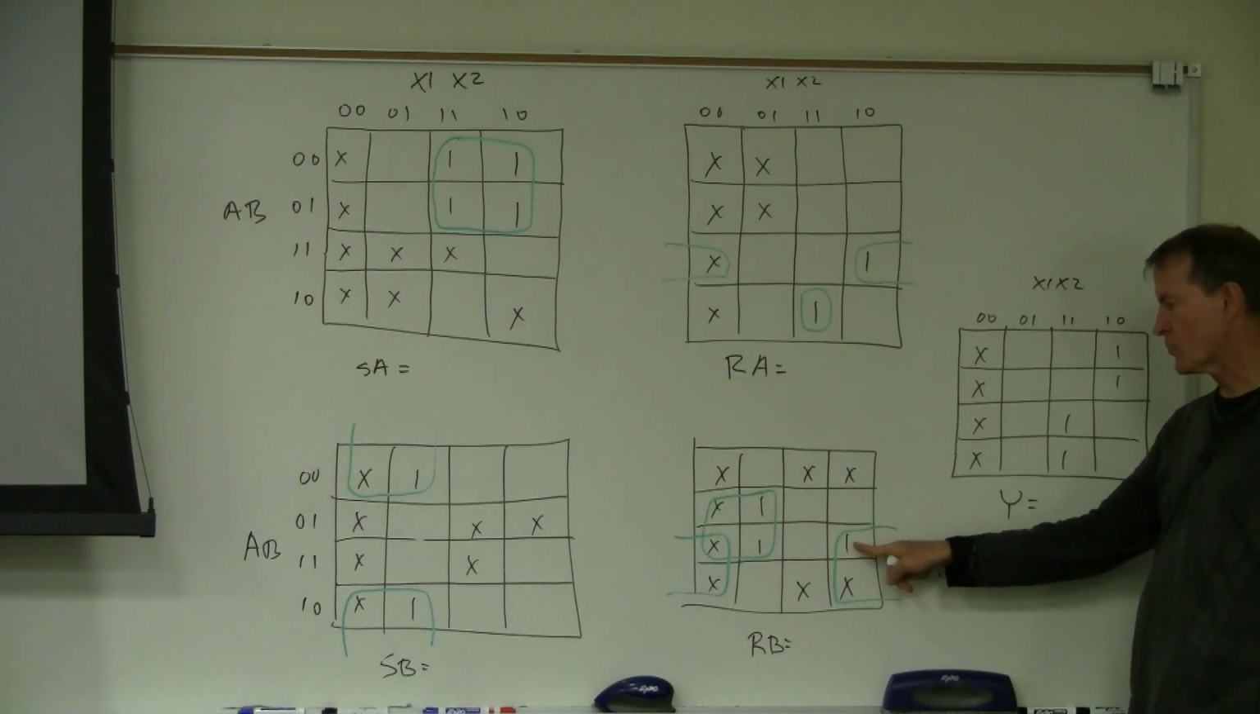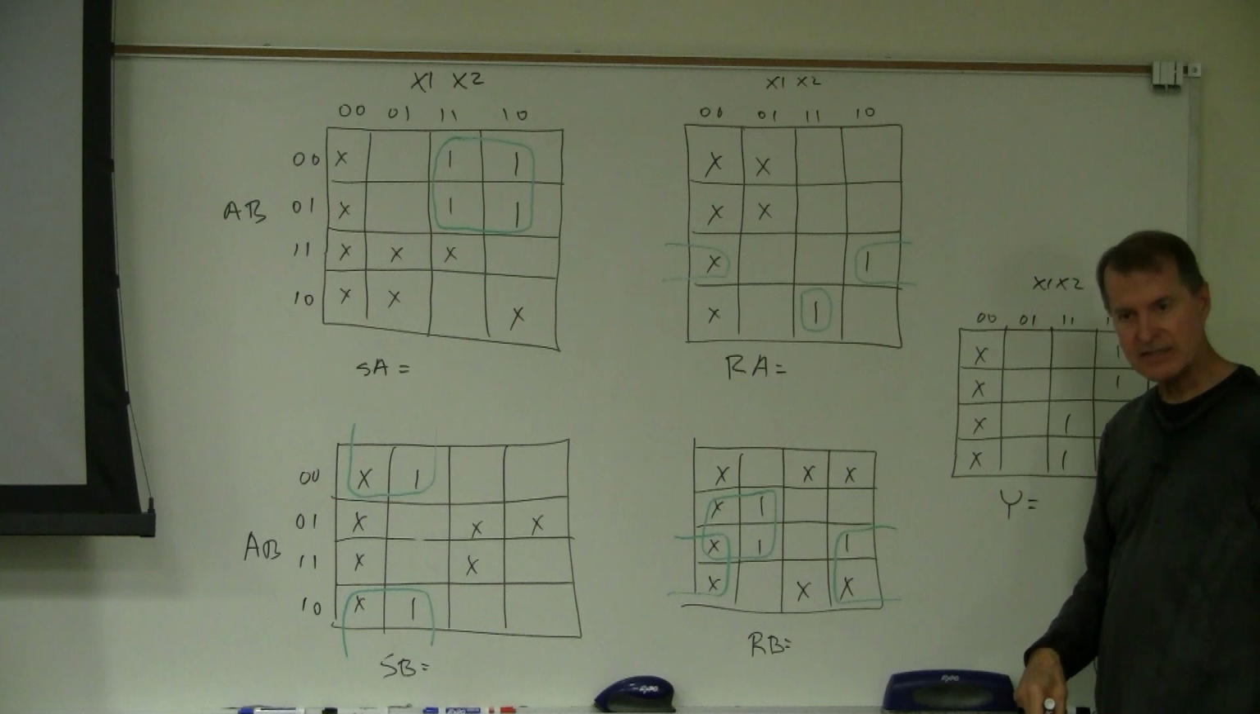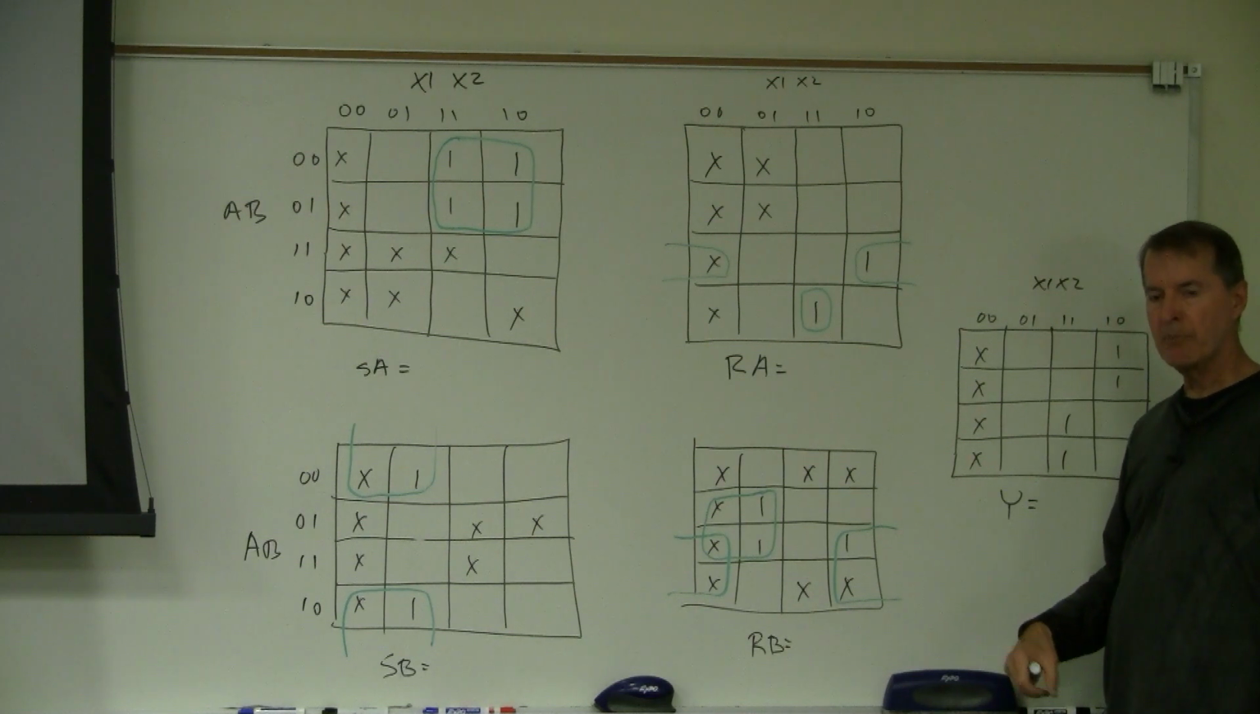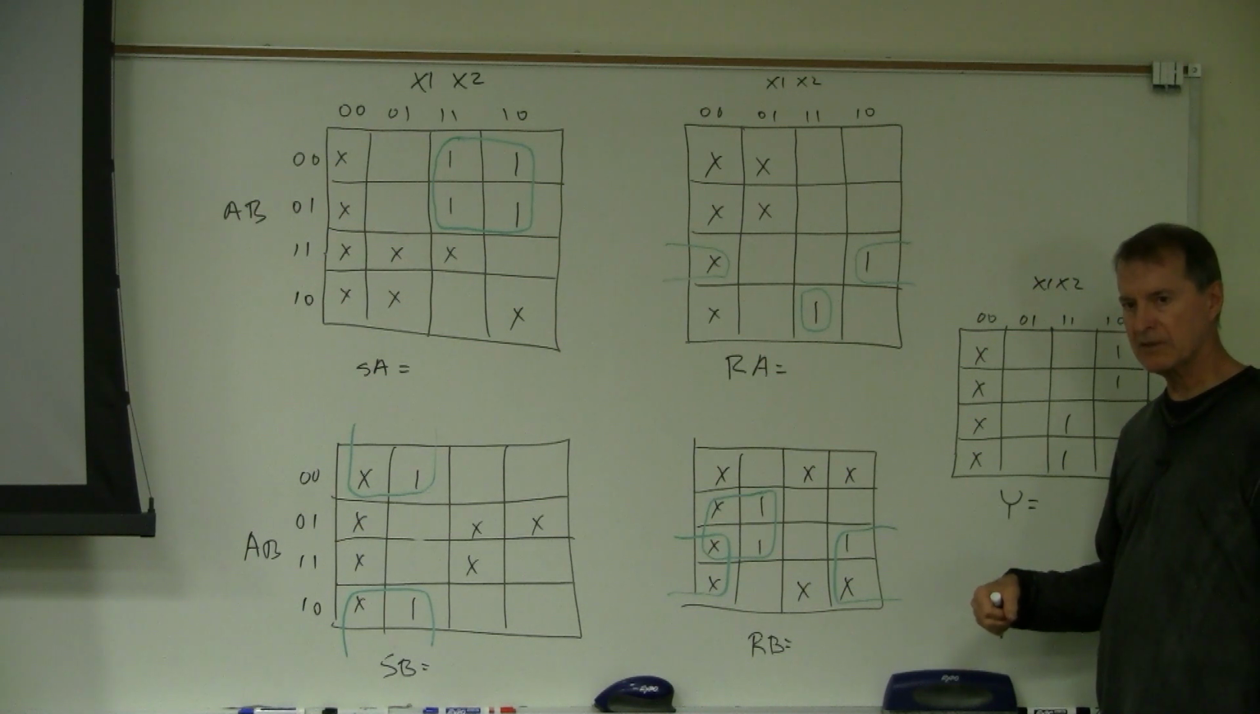Because we need to cover this one. Are you with me? This is the minimized way to cover this one. Because if you group all four, then it gives you a smaller variable? Yes. The bigger the grouping, the fewer the number of inputs you need for the AND gate. Are you with me on that?